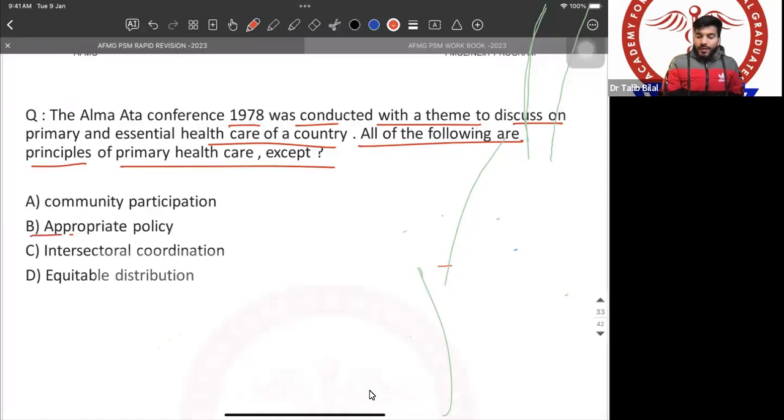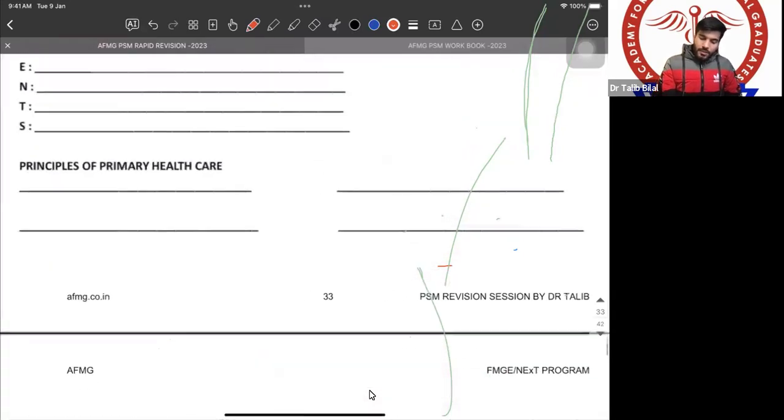Answer is B, appropriate policy. But in the real, what is it? It is appropriate technology. And guys, it's appropriate technology. So let's discuss first the principles of healthcare system.